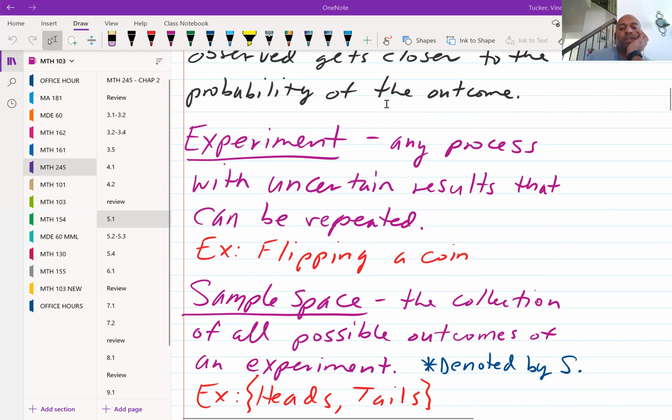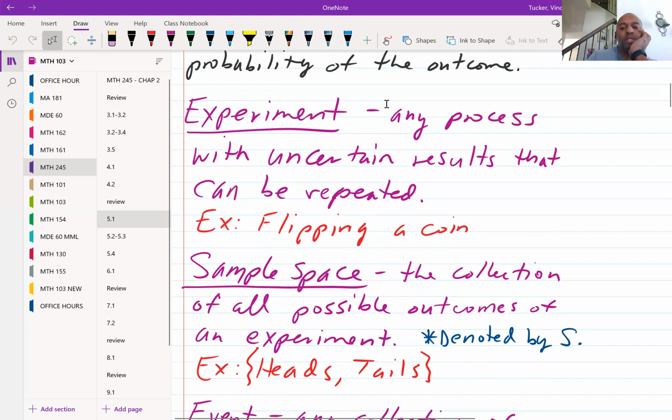The collection of all possible outcomes of an experiment is your sample space. So an example, when it comes to flipping the coin, all possible outcomes, heads and tails. And that's denoted by S.